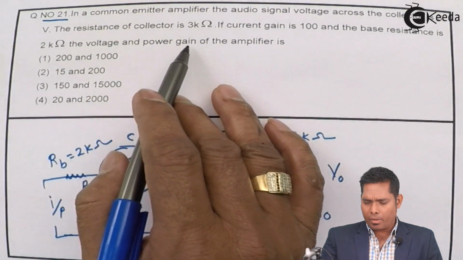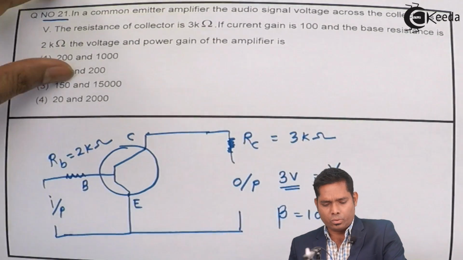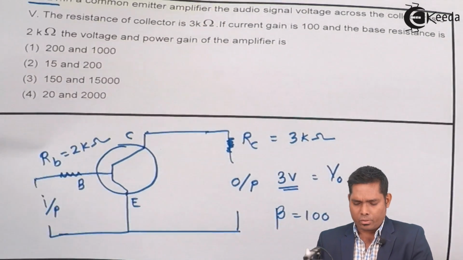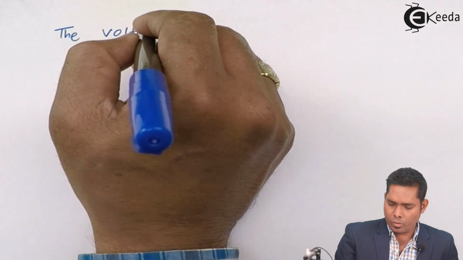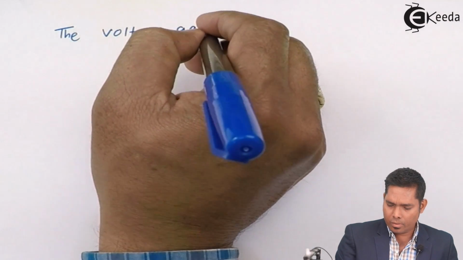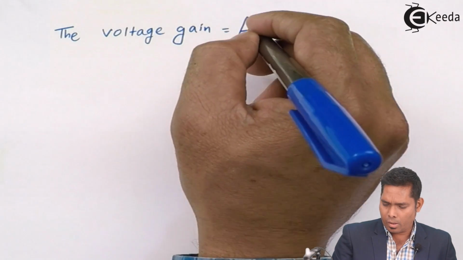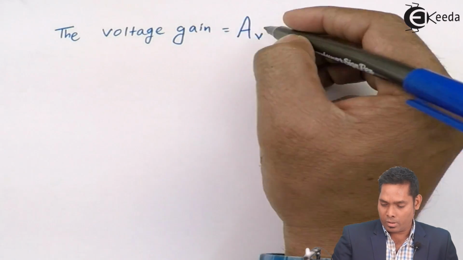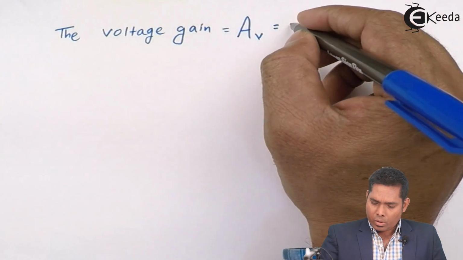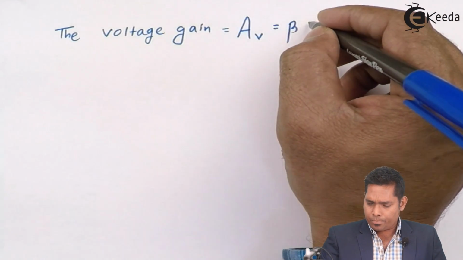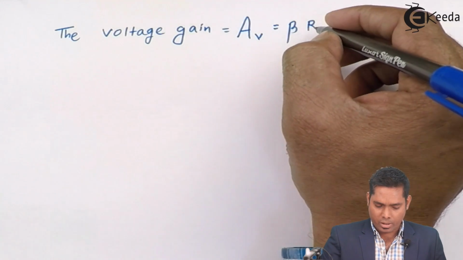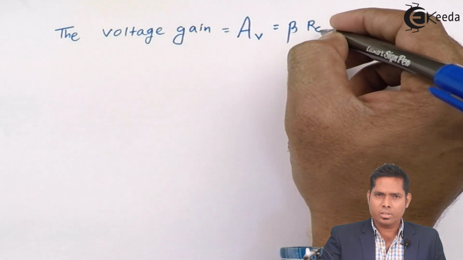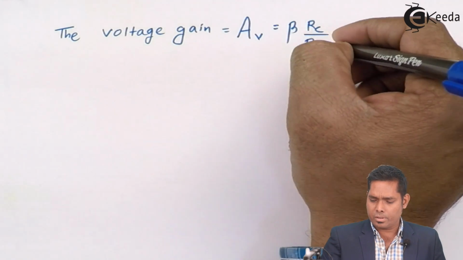The question asks for the voltage and the power gain of the amplifier. So you have to find the voltage gain and the power gain. The voltage gain, where gain is A and the voltage gain is AV, is equal to beta times output resistance upon input resistance, that is, resistance in the collector divided by resistance of the base.